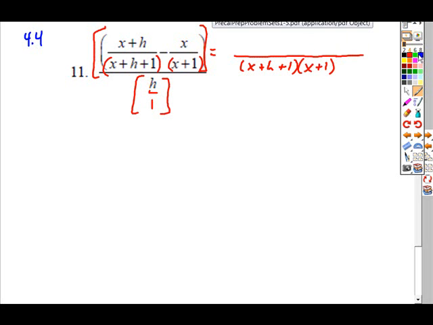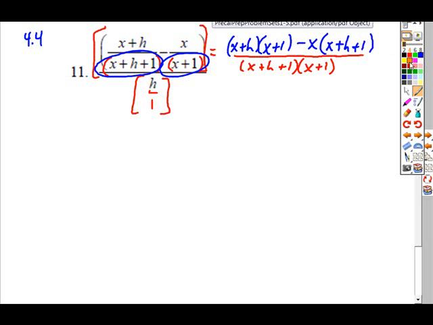And so what we'll do is we'll take the numerator of our first fraction, x plus h, and multiply that by any LCD factor that's missing from this denominator. It has the trinomial factor. It's missing the binomial factor x plus 1. Next, we take the next fraction's numerator, so minus the x, and multiply this by the LCD factor missing from this denominator. Again, here it has the binomial factor. It's missing the trinomial x plus h plus 1.